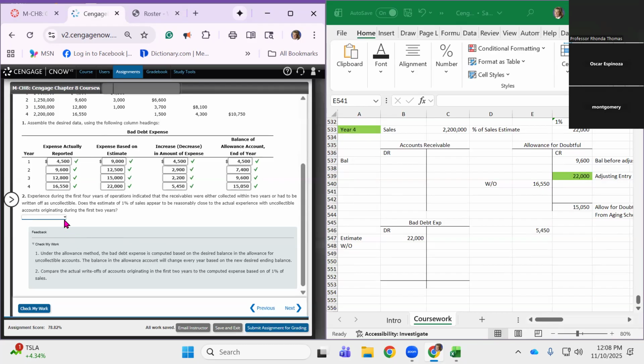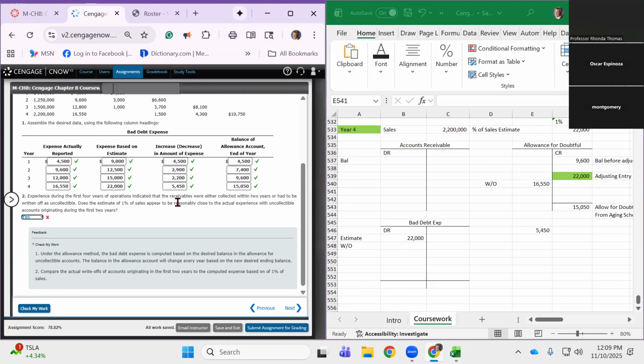I don't think it is, because look at the difference. You guys see the difference? This is what we actually reported as bad debt expense, and this is what the estimate is, correct? And I'm going to say no. So I hope I'm right. I hope I'm understanding what they're saying. Uh-oh. Let me see this again.